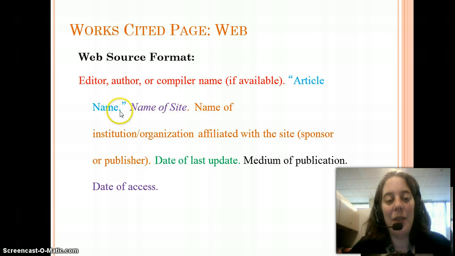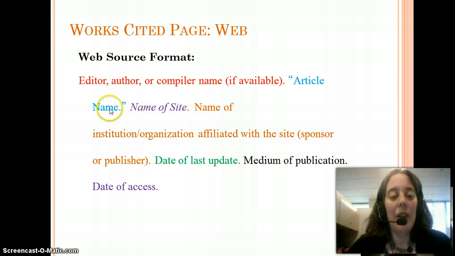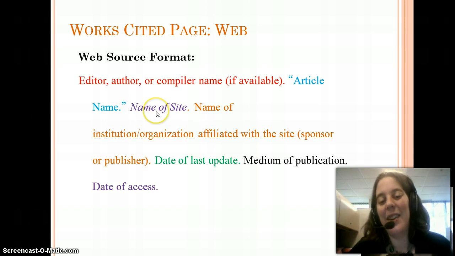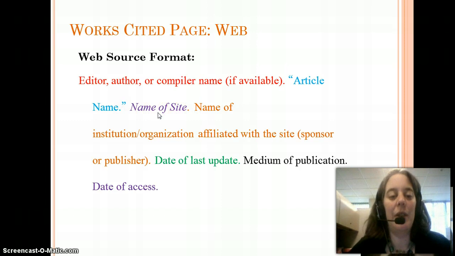After that, and you'll start to notice that there's a period after everything. That's just going to tell you that the next piece of information is coming. Just like in a sentence, a period tells you that one sentence is over and a new one's about to begin. Same thing in this. So after the article name, you're going to have a period, and then you'll have the name of the website. And I'm going to show you what that looks like. But that'll be in italics. That's another kind of visual cue for you that something new is happening. Some new piece of information is coming.